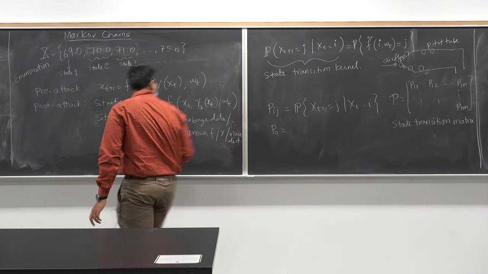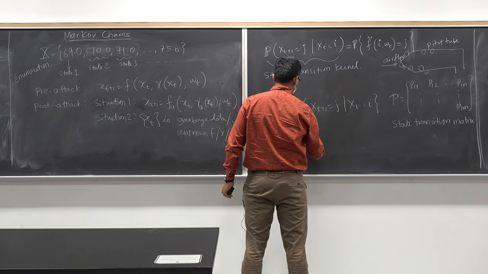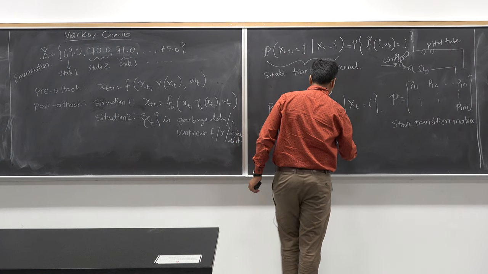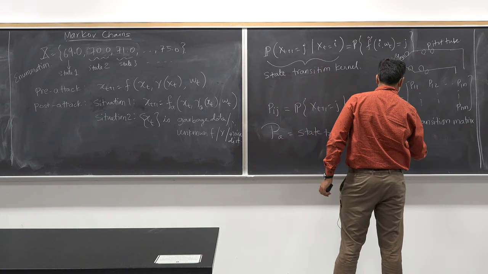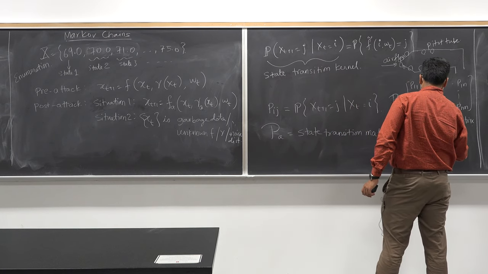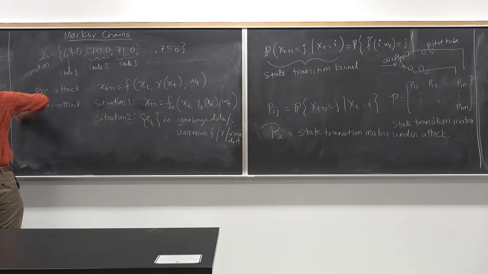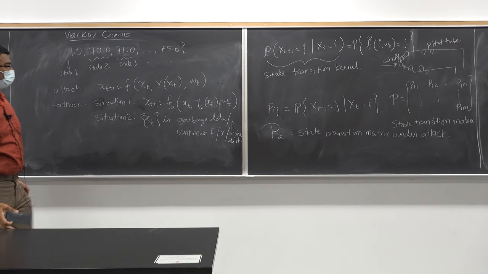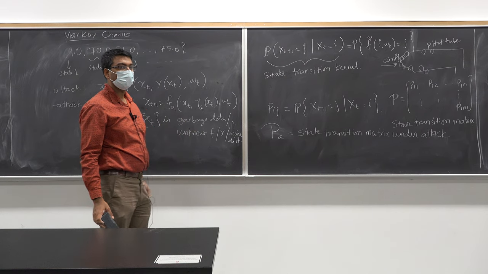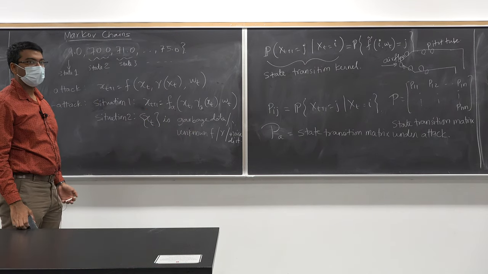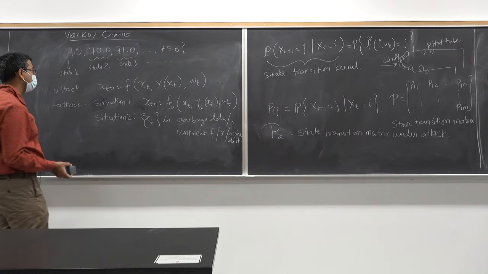I have to make it capital P. State transition matrix under attack. Yes, please. Gamma A is the control policy under attack. Yes, it's not the mitigated control policy. It's not mitigated. We are talking about detection.